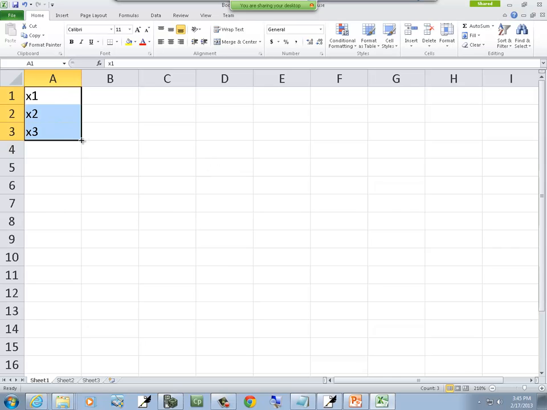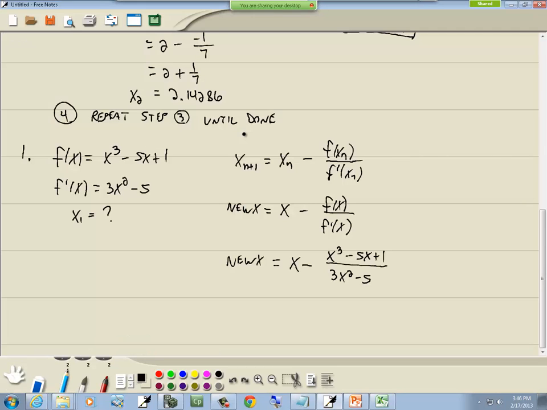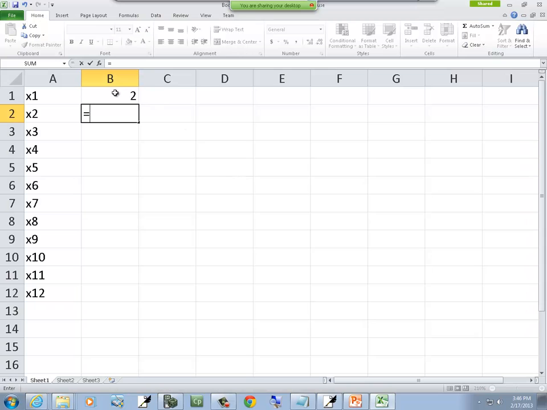Let's see what that gives me. x4, x5. Okay, yeah, there we go. Now initially it's 2. That's our guess. In Excel, we'll do equals, and our new x is going to be our old x, which in this case is b1.